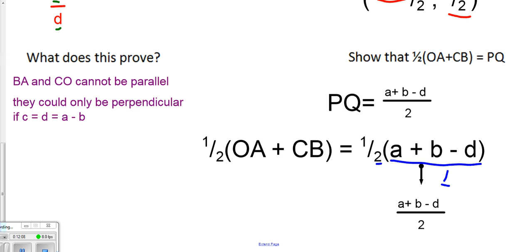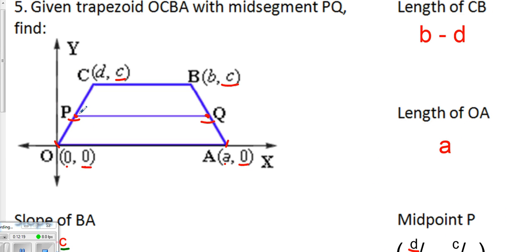And it is, in fact, the exact same. This piece right here is the exact same as this. So this is just a coordinate proof that any mid-segment right here is going to be half of this one plus this one. And that'll conclude our videos.